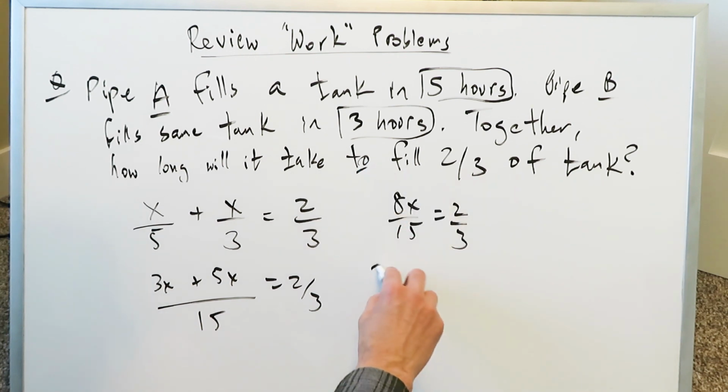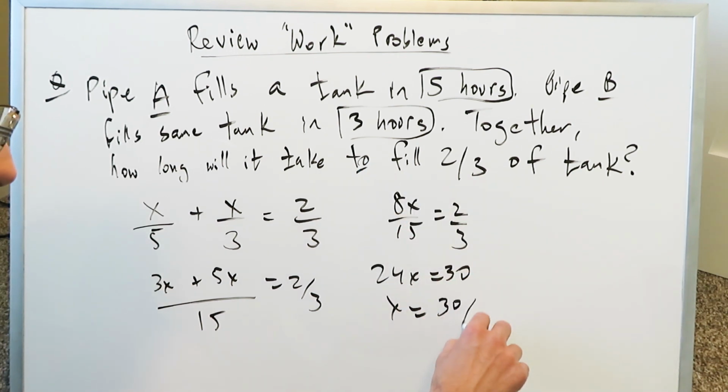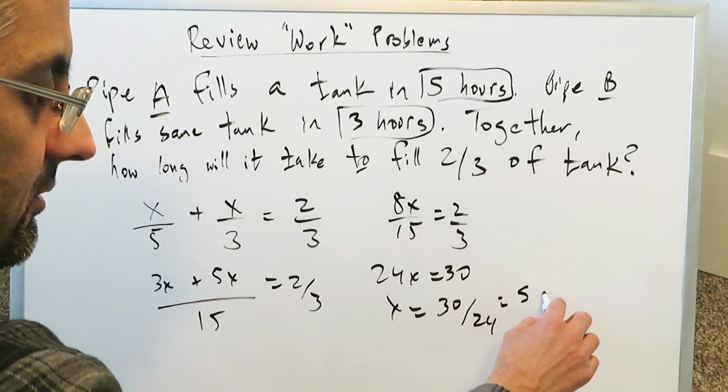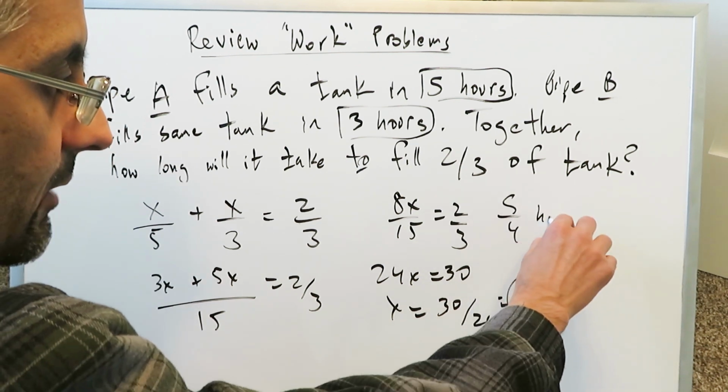You'll have to cross multiply. 24x is equal to 30 and x is equal to 30 divided by 24. You know 6 goes in both of these numbers. 6 goes in 30 5 times, 6 goes in 24 4 times, and your answer would be 5 over 4 hours.